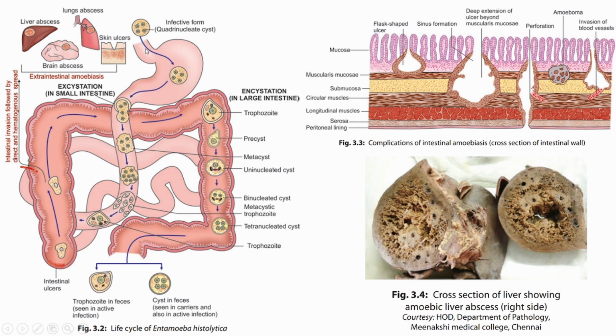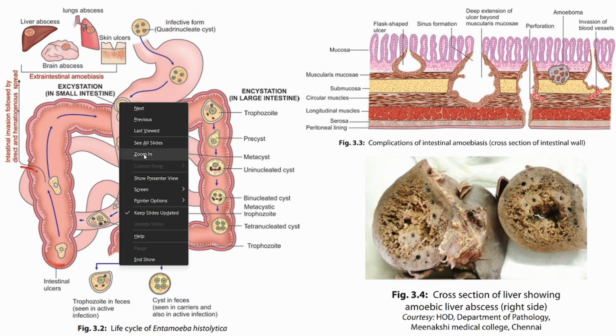In the life cycle, what do we have? So first, the infective form. The infective form means what is going inside the body. Here the cyst usually goes inside the body. Infective form is the cyst. Okay, the quadrinucleated cyst. It enters into the stomach from the mouth. Okay, buccal cavity. So yeah, the quadrinucleated cyst is entering into the stomach.